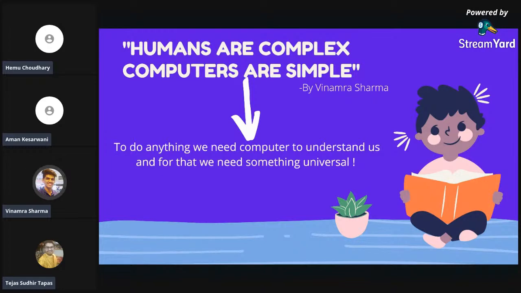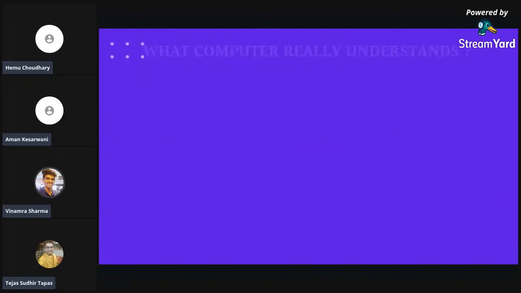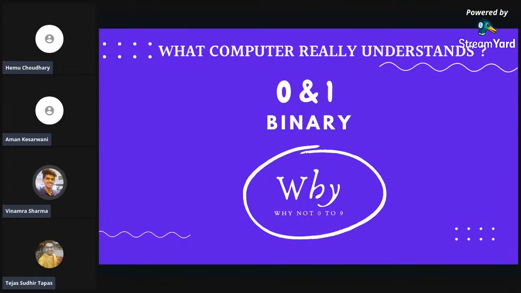So to cope up this problem, there is something which controls the complete computer, and not just computer or computer science, but it also evenly controls any of the electronics or electrical devices. So as we know that computer needs something universal, what computer really understands is a question. And for that, as you can see on the screen, is 0 and 1. So now this 0 and 1 are known as binary. So this is a solution for that.